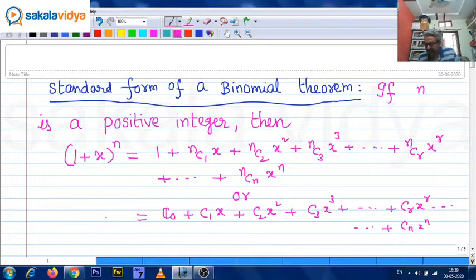Here general term, in this general term is T(r plus 1) can be taken, nCr x to the power of r. This is the general term of this one. So this is called general term.